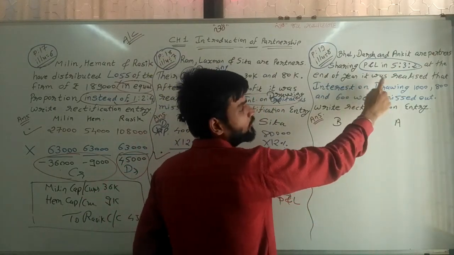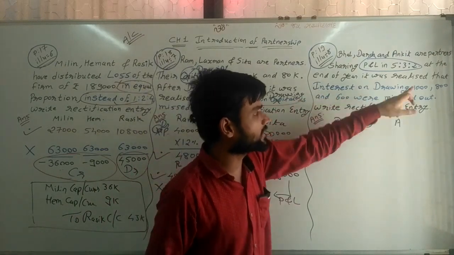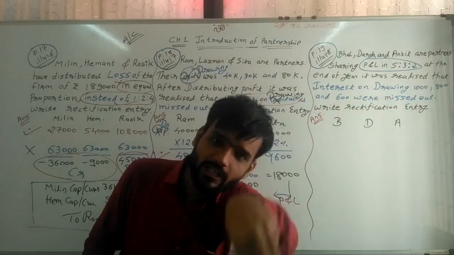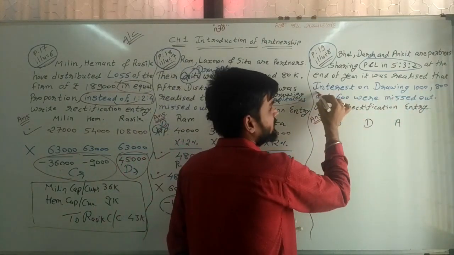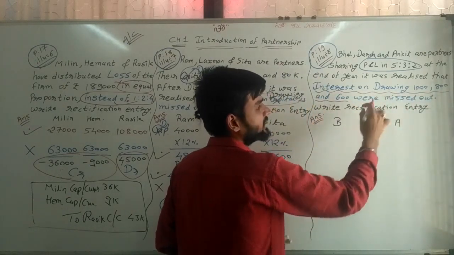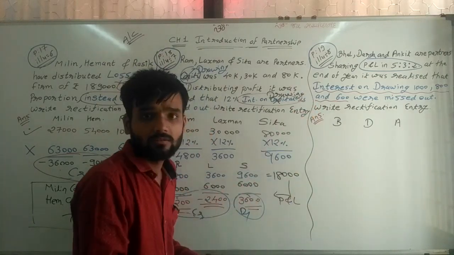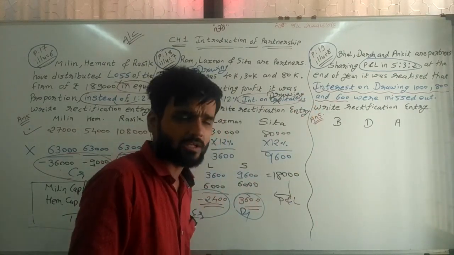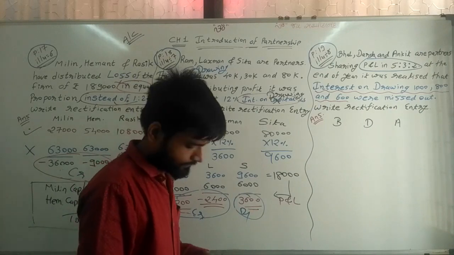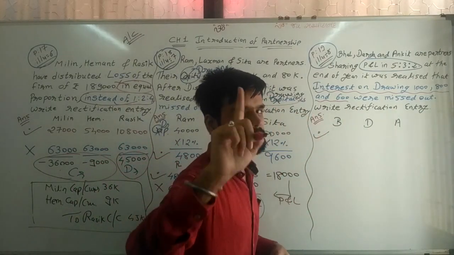At the end of year it was realized that interest on drawing 1000, so interest on drawing already given. Most important thing. Sir, interest on drawing 800 and 600 were missed out. It means this is the correct. Interest on drawing is directly given. We don't need to find interest on drawing. And that is the correct values. So write correct values first.